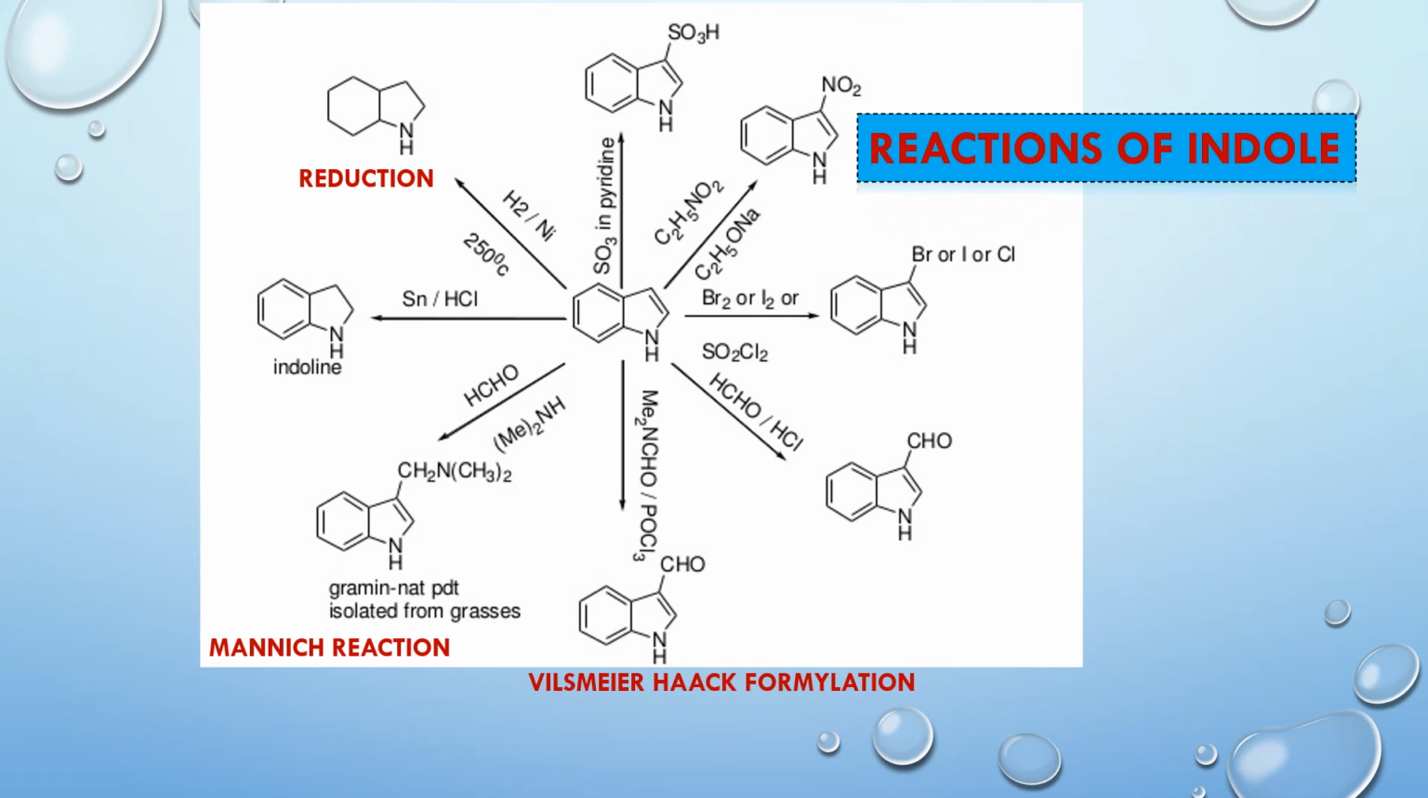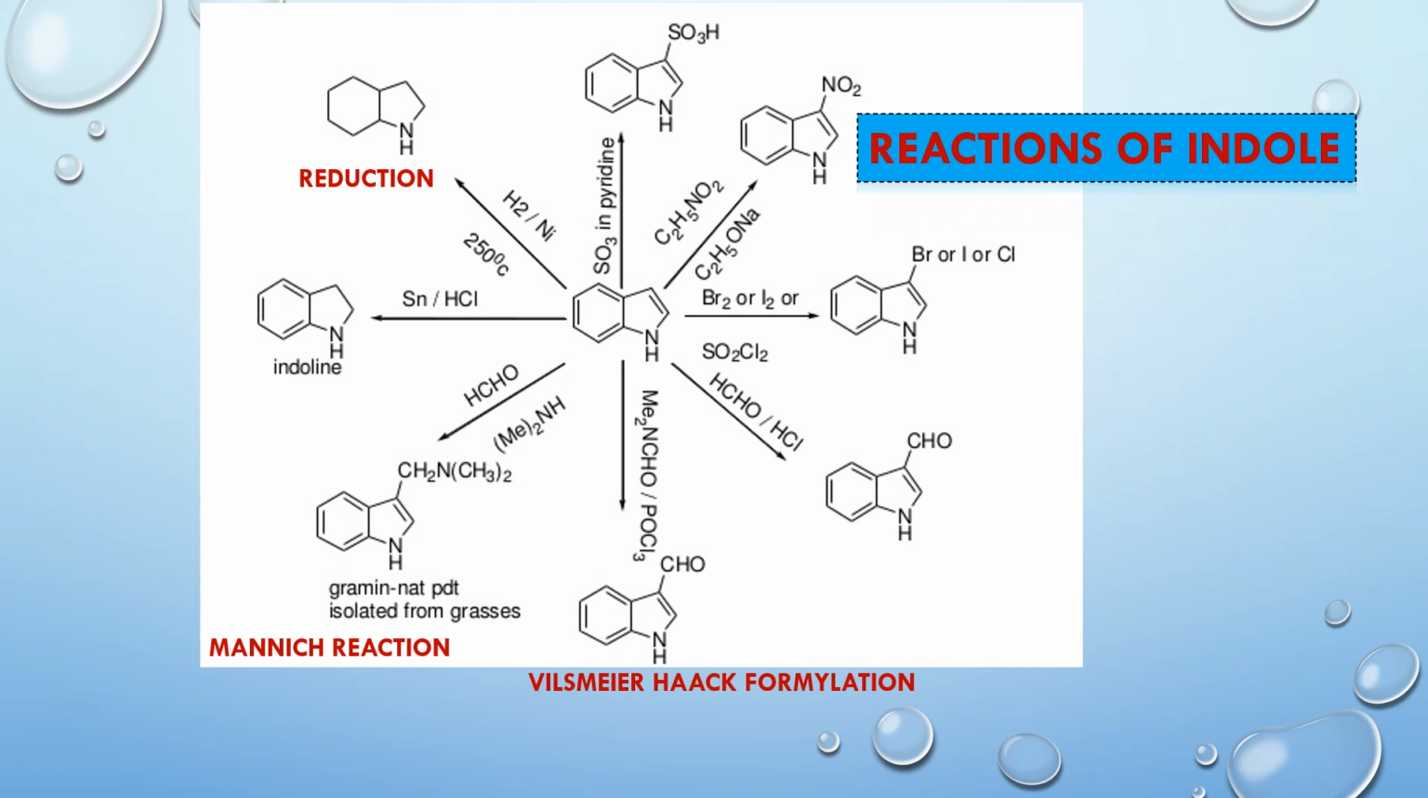Let us discuss the reactions of indole. First one, reduction reaction. Indole is reduced to 2,3-dihydroindole or indoline using zinc or tin and hydrochloric acid. Catalytic reduction using hydrogen over Raney nickel yields octahydroindole.